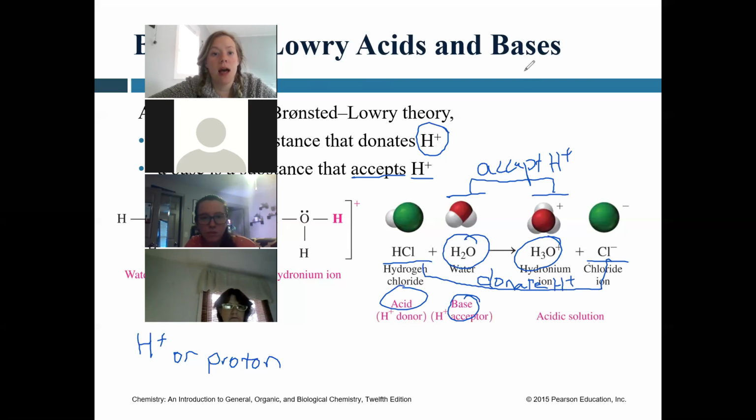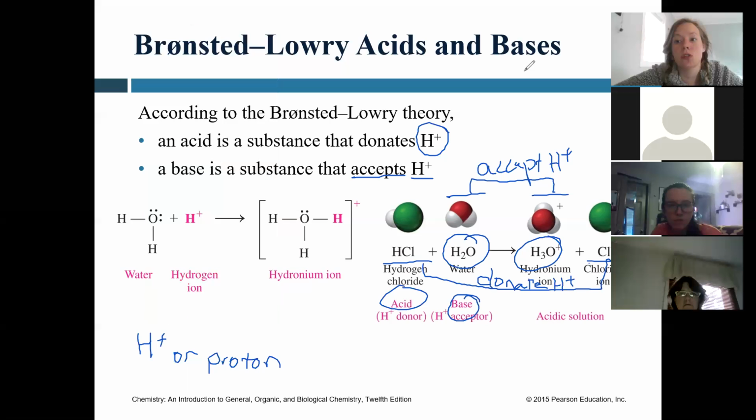Water is this, it can be what we call amphoteric. It means it can act as either an acid or a base. So you'll see a couple different situations where water is acting as an acid, and sometimes where it's acting as a base.